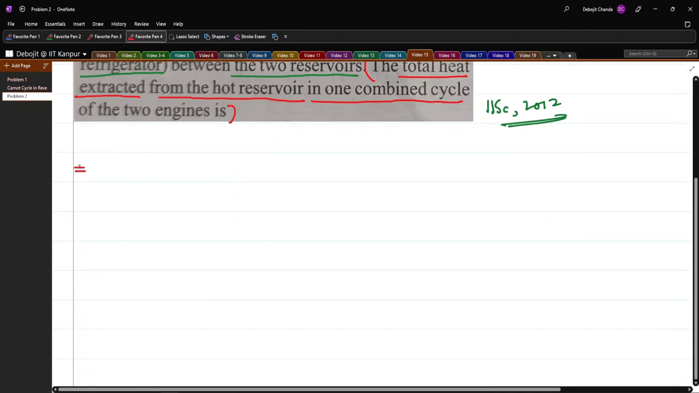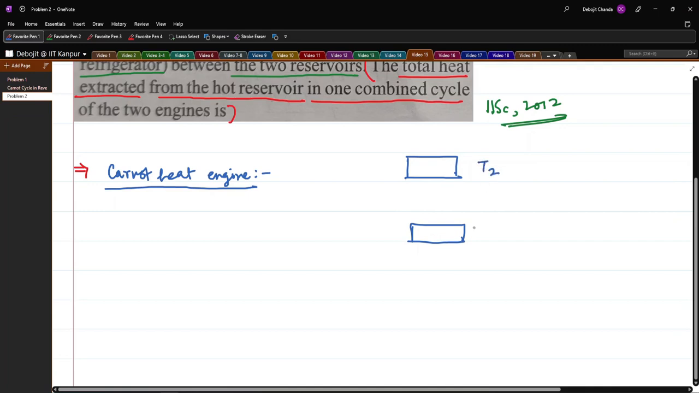Let us proceed here. What we have to calculate is the total heat extracted from the source. So let us proceed by defining the Carnot heat engine. This works between reservoirs at temperatures T2 and T1, and T2 is greater than T1. So this is the T2 source and this is the T1 sink, and the heat engine denoted by H does an amount of work W.